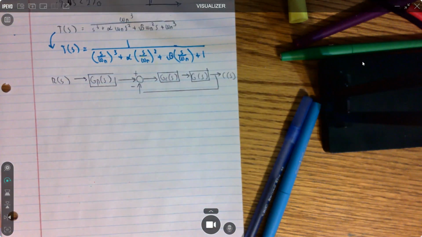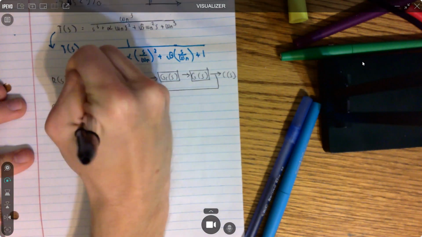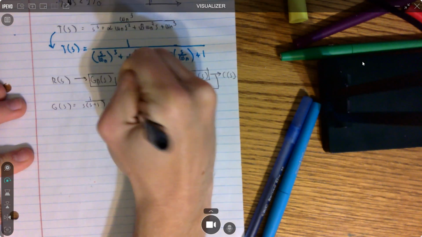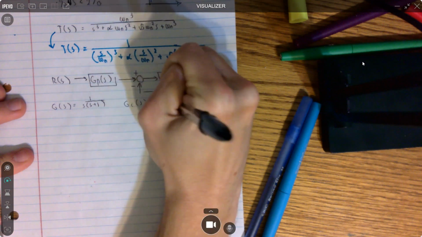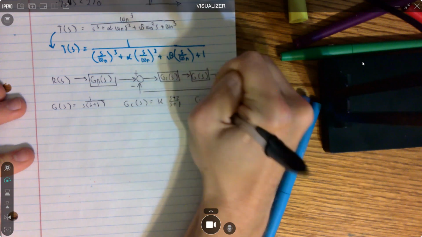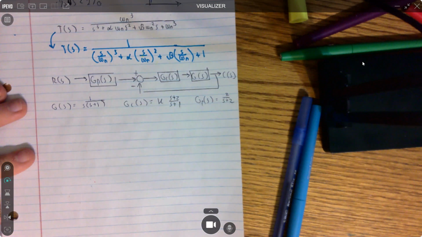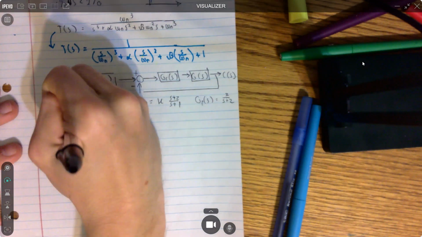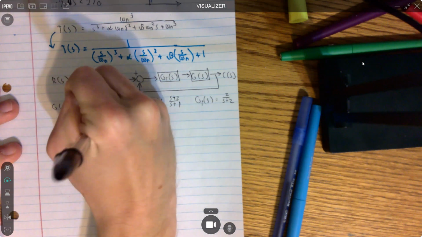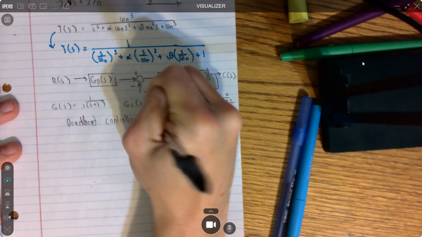What we need to do now is, our G of s, they tell us, is equal to 1 over s times s plus 1. Our GC of s is equal to K times s plus z over s plus p. And then our GP of s is equal to z over s plus c. It says design a deadbeat controller to achieve a settling time less than 2 seconds. So we want a deadbeat controller with a settling time less than 2 seconds.